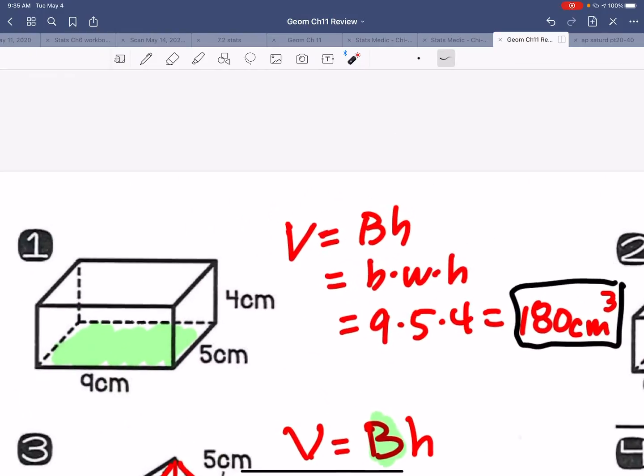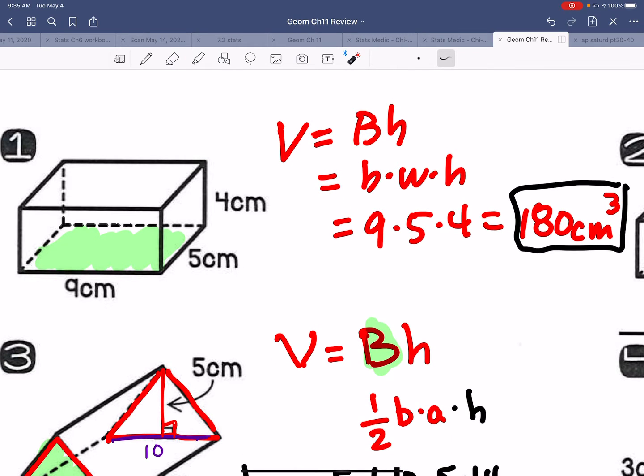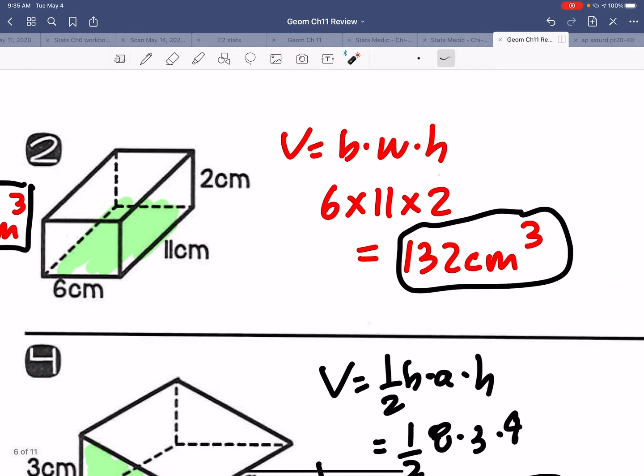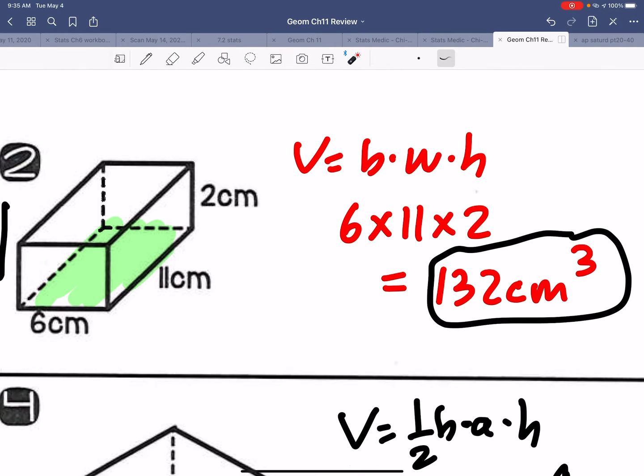So question number 1, it says, what is the volume? And it's the area of the base times the height. So since the base is a rectangle, we just do 9 times base times width, or 9 times 5 times a height of 4. We get 180. Question number 2, it says the base is a rectangle, so 6 times 11 times however high we stacked it.